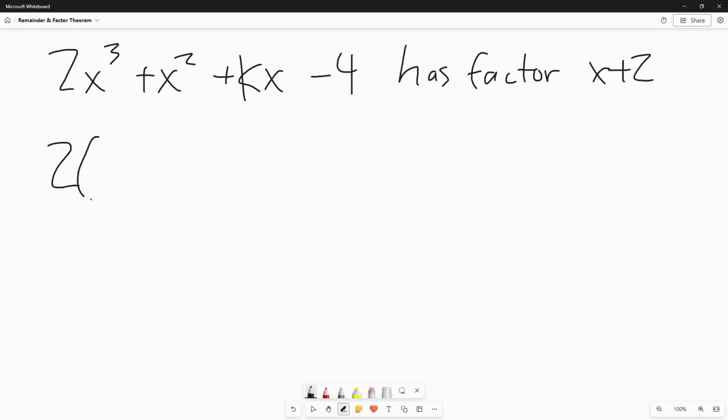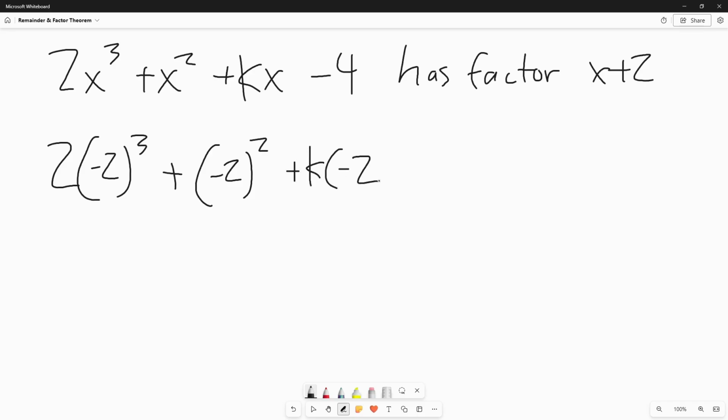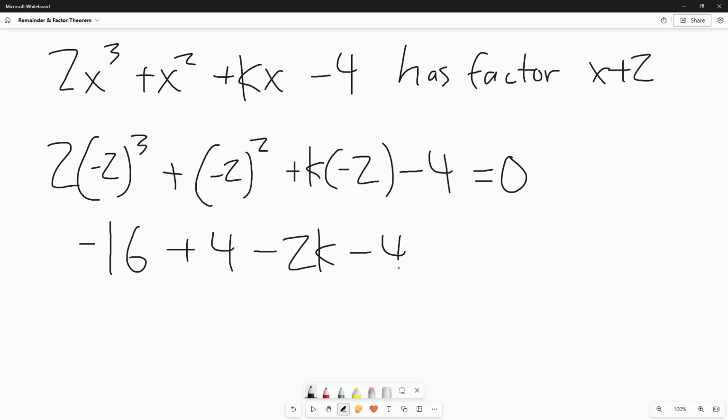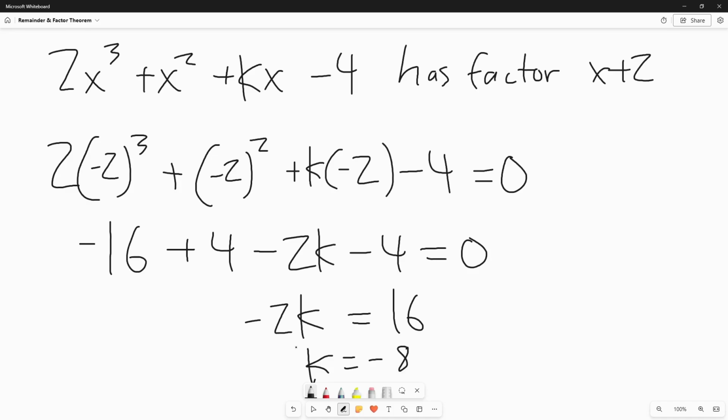So 2 times negative 2 cubed plus negative 2 squared plus k times negative 2 minus 4. And since it's a factor, it's going to equal 0 because of the factor theorem. And then this is going to be negative 16 plus 4 minus 2k minus 4 equals 0. And then we get negative 2k is equal to 16. So k equals negative 8.